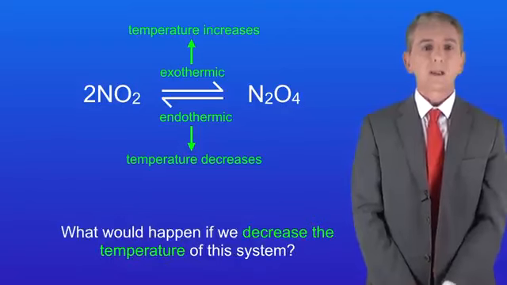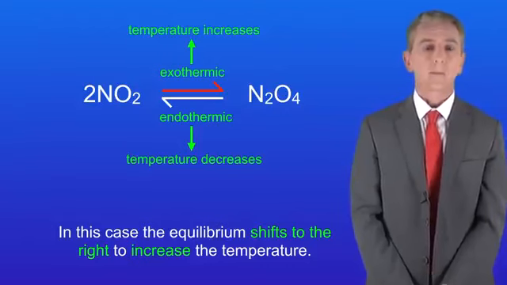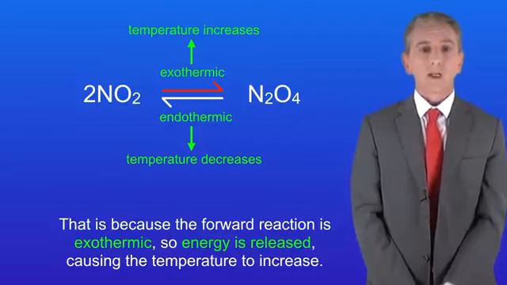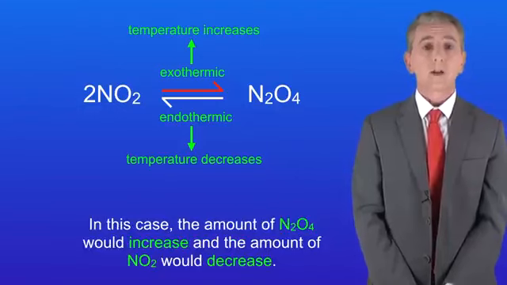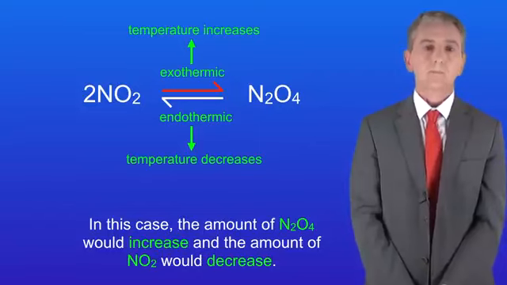So what would happen if we decrease the temperature of this system? In this case, the equilibrium shifts to the right to increase the temperature. And that's because the forward reaction is exothermic, so energy is released, causing the temperature to increase. So in this case, the amount of N2O4 would increase, and the amount of NO2 would decrease.